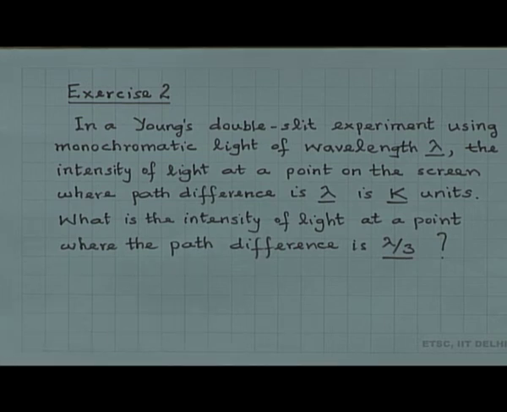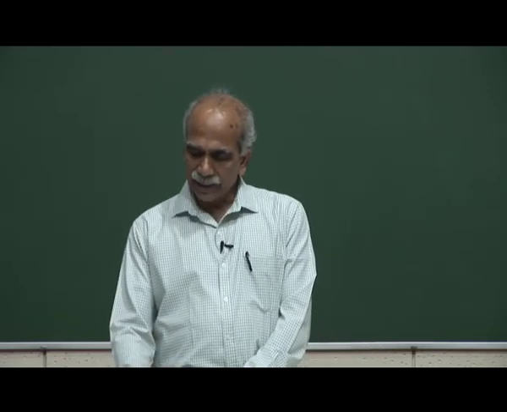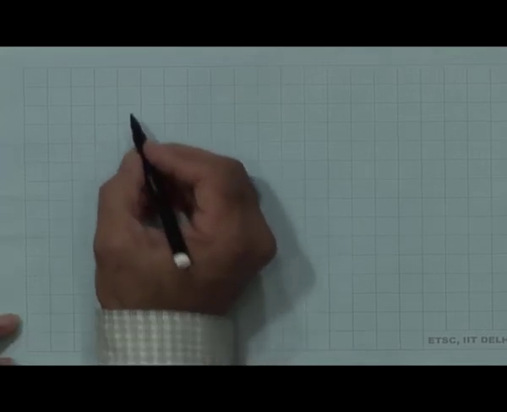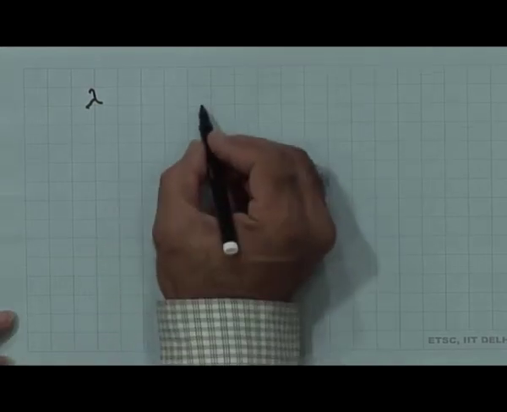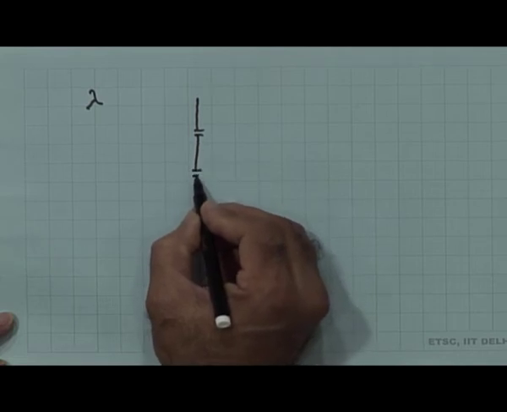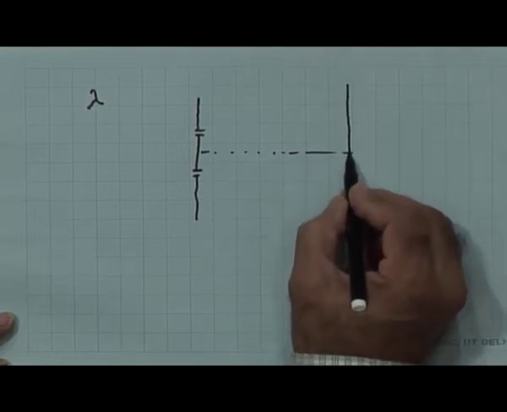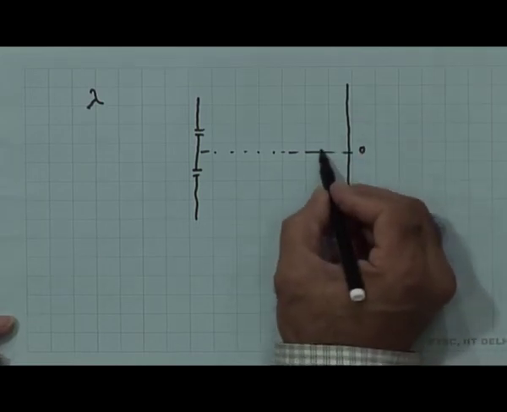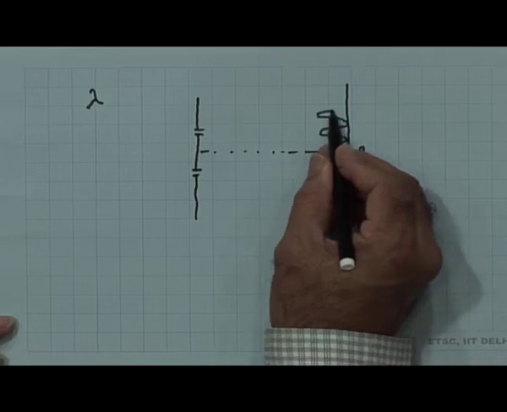Let me take one more example, again from the book. In a Young's double slit experiment, monochromatic light of wavelength lambda is used and the intensity at a point. Let us draw: the moment the question says Young's double slit experiment, it is always better to first draw the arrangement. So, this is O here, and we know that the fringe system is here, the sinusoidal cos square delta fringe system.